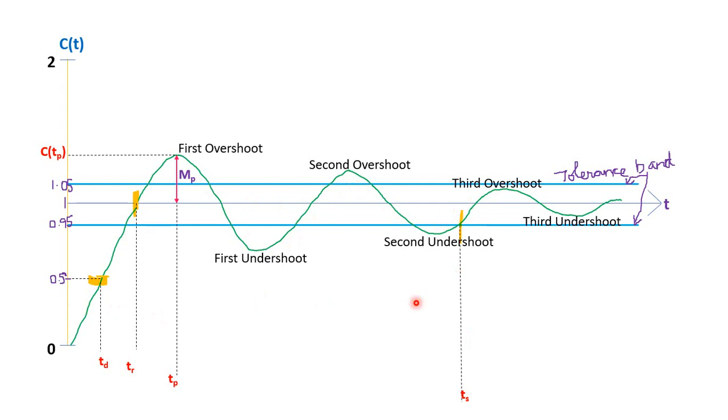Finally, the steady state error. Steady state error is the difference between the steady state output and the input, expressed as a ratio to the steady state output. That is the steady state error.